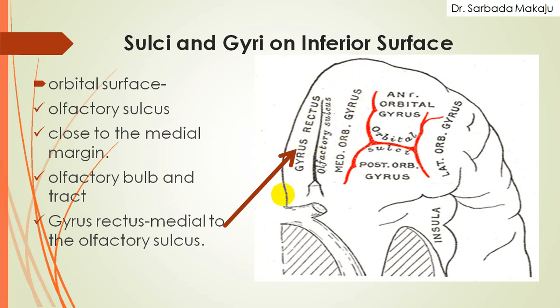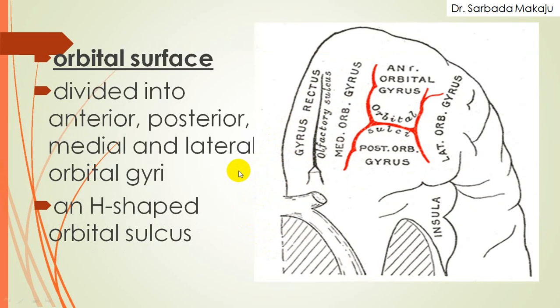Then medial to this olfactory sulcus, there is a presence of a gyrus. This gyrus is known as the gyrus rectus. Now this orbital surface is considered H-shaped. It is the H-shaped orbital sulcus, and it divides this into four compartments. You can see in the picture it is H-shaped. Now this portion is known as the anterior orbital gyrus. This portion is known as the posterior orbital gyrus. This portion is known as the medial orbital gyrus, and this portion is known as the lateral orbital gyrus.